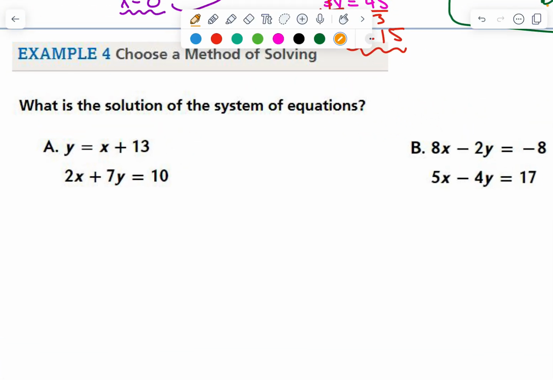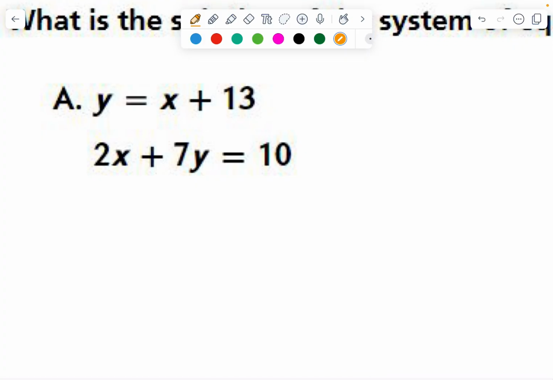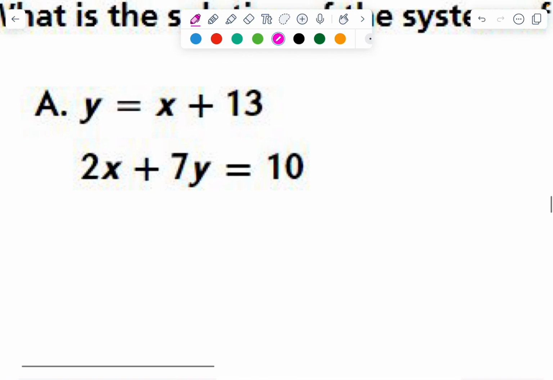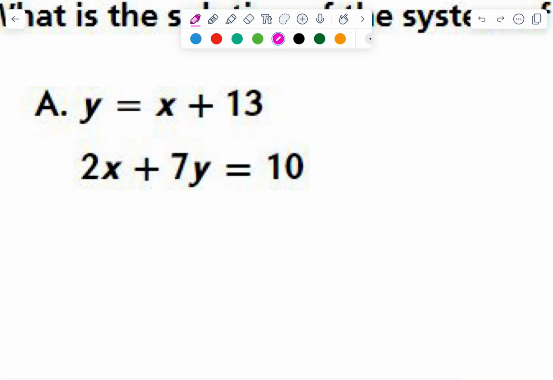All right, example 4. Please go ahead and write this down. We have a few things that are different here. We don't have any opposites, and also our equations are not in the same order, okay? Because we want our x values lined up and our y values lined up. So that means we're going to have to rearrange one of the equations. So let's rearrange it so it looks like this. We have our x value and then our y value equal to our number. To rearrange, we're going to rearrange this top equation right here.